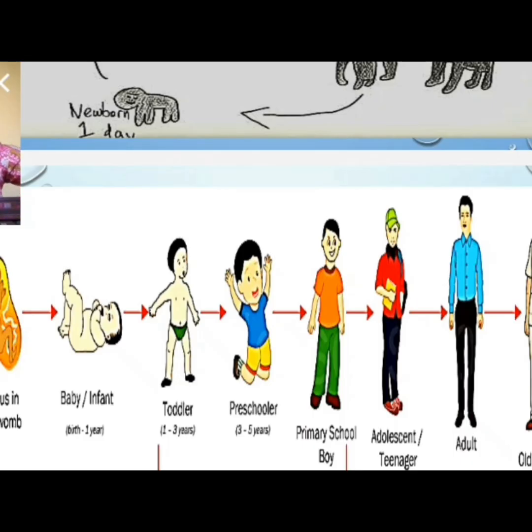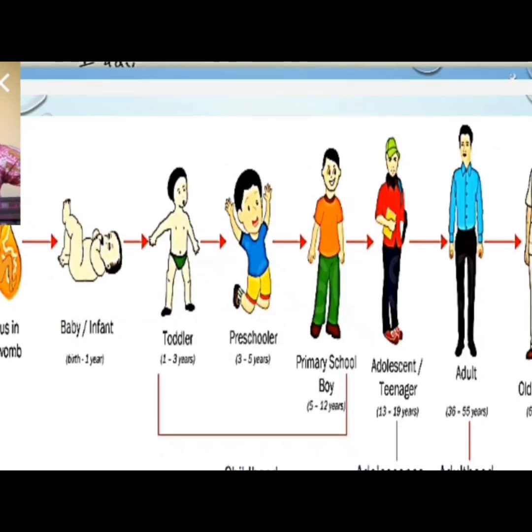After a while, between age 5 to 12, the child is already in primary school. He has grown into a primary school boy from a preschooler. Then after a while, this primary school boy grows into an adolescent or teenager here between the age of 13 to 19 years. Then a teenager, after some years, between 36 to 55 years, grows into an adult, as you can see in this picture.